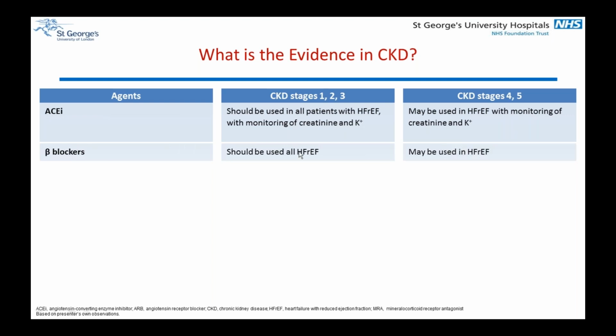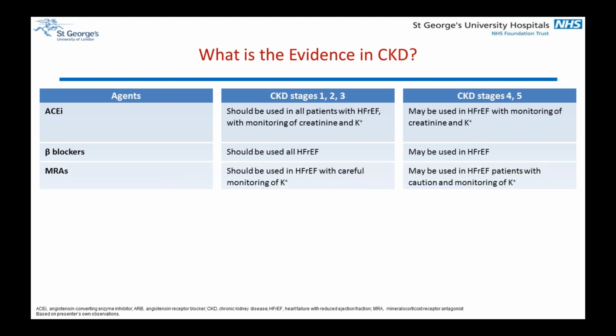Beta blockers, we have, I think, reasonably very good evidence in patients with CKD stage 1, 2, and 3. The evidence in CKD stage 4 and 5 is limited, but I'll show you a study in dialysis patients and an analysis in CKD patients. The mineralocorticoid receptor antagonists can be used in CKD stage 1, 2, and 3 with monitoring of potassium. But in CKD 4 and 5, it becomes tricky, mainly because of the hyperkalemia and rising creatinine.